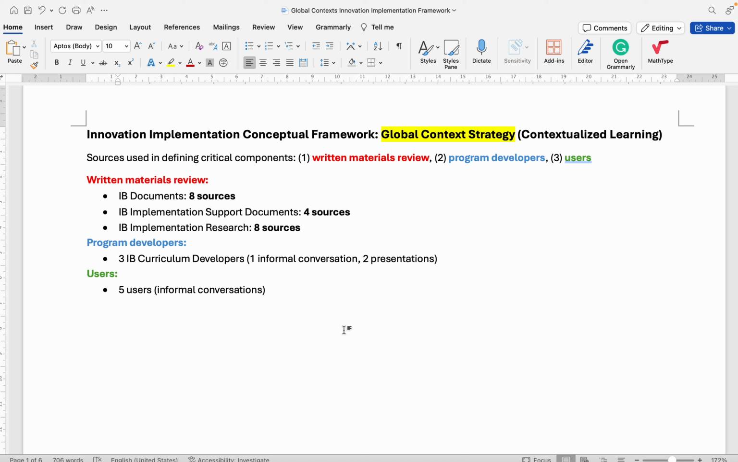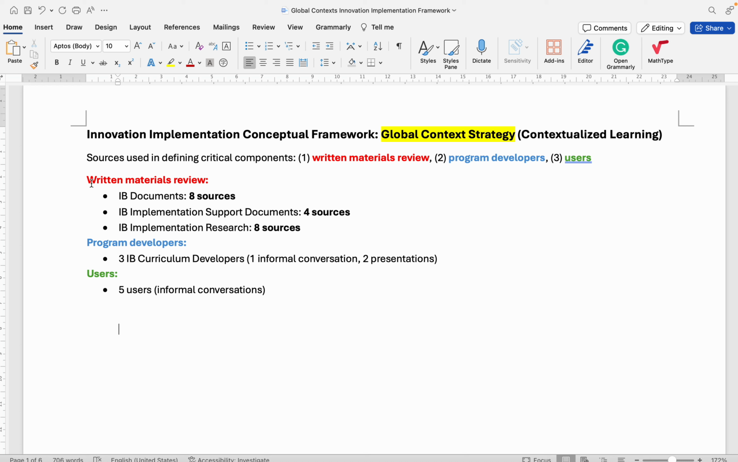As a first step towards understanding what this innovation is, with the goal of understanding what factors are important in its implementation, following the innovation implementation conceptual framework approach, I want to understand what the components of the innovation in question, the global context strategy, are. I've started reviewing a variety of different documents to understand what those components actually are.